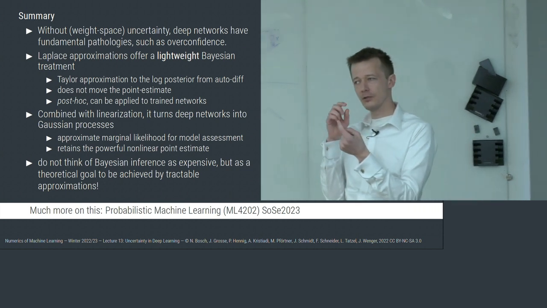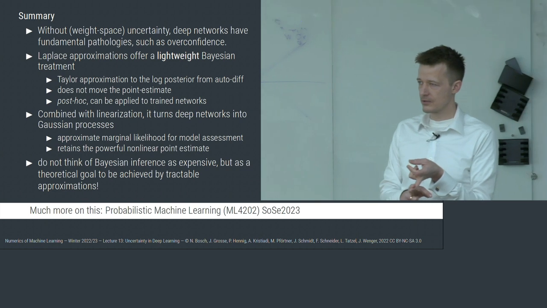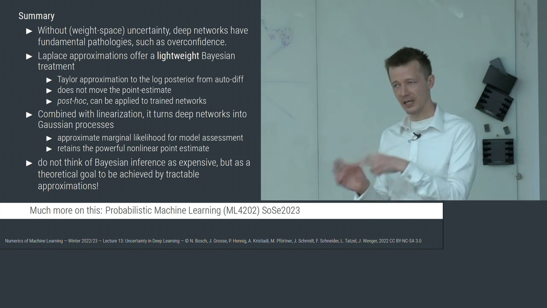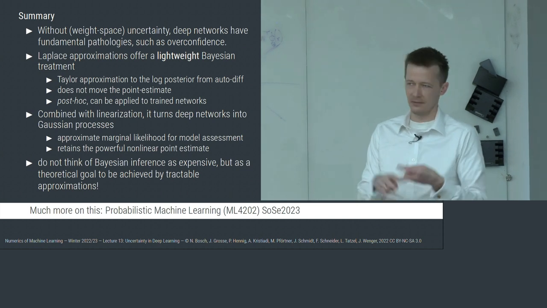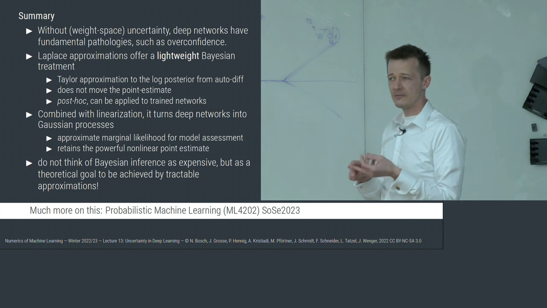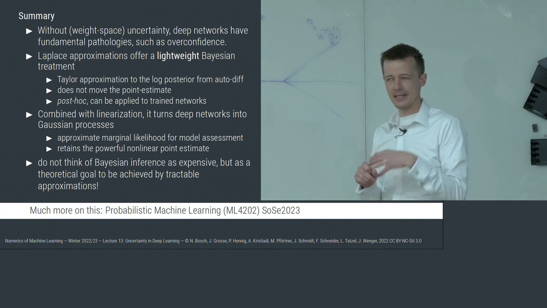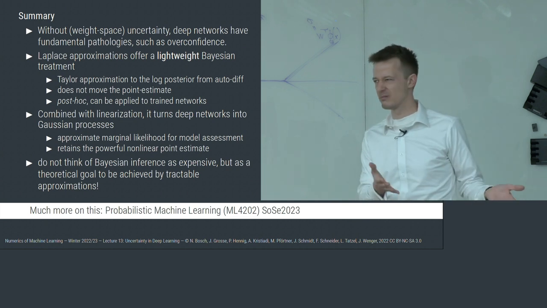Well, because you can do it with autodiff, so that's quite reliable. You can do it post hoc, so you can even do it to a trained neural network that someone else has trained for you, as long as you have access to the training data and the loss function, and obviously the network. And it won't change the point estimate. It's actually adding something that's completely orthogonal, if you like, to the point estimate, the Hessian.